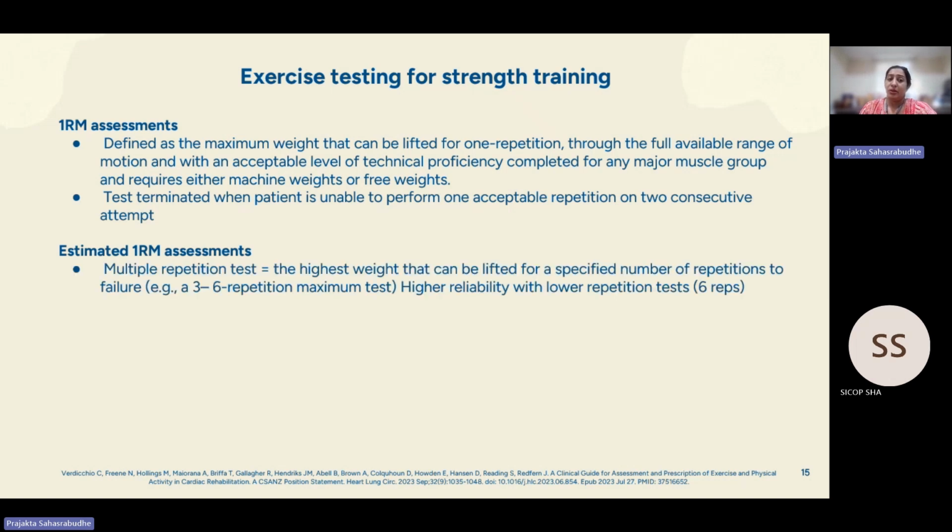In that, there are multiple repetition tests which can be done. So with a given load, the person does as many repetitions as they can. And then with a regression equation, we can actually find out what could be the 1 RM. And then we can base our strengthening protocols on this estimated 1 RM value.